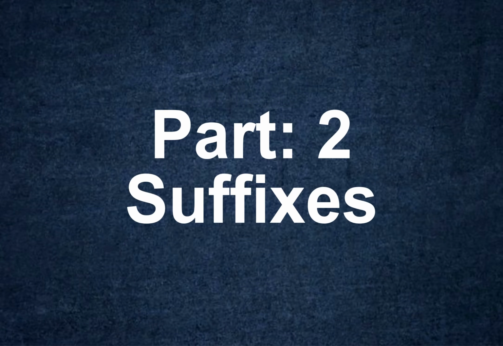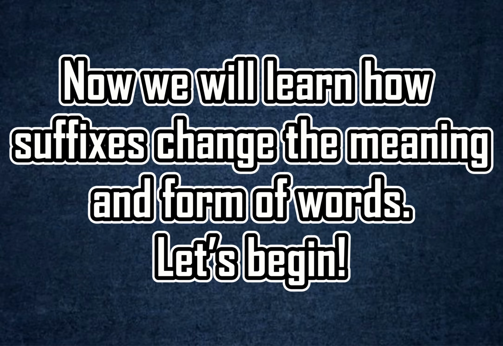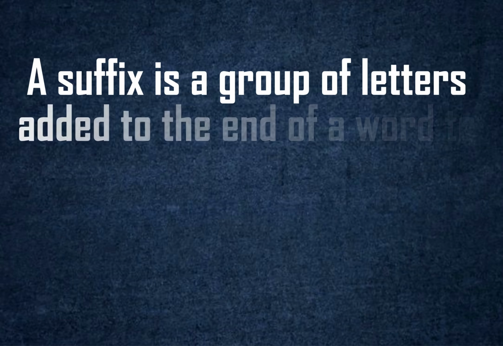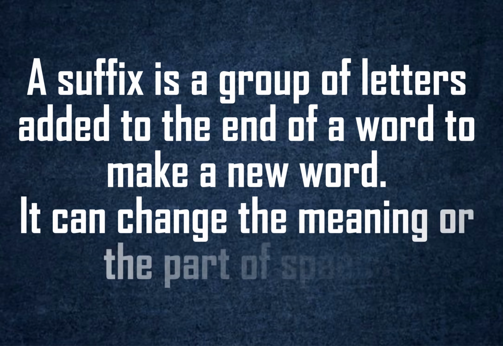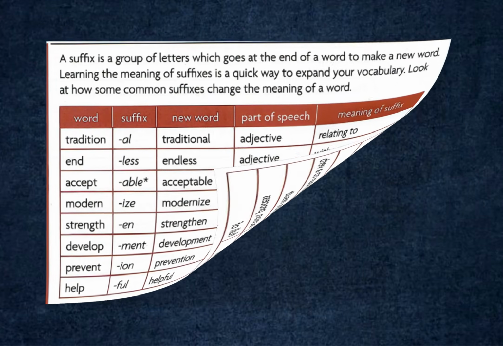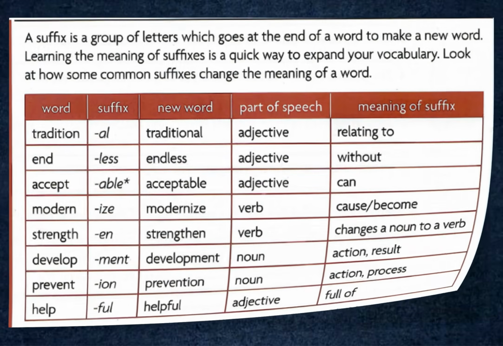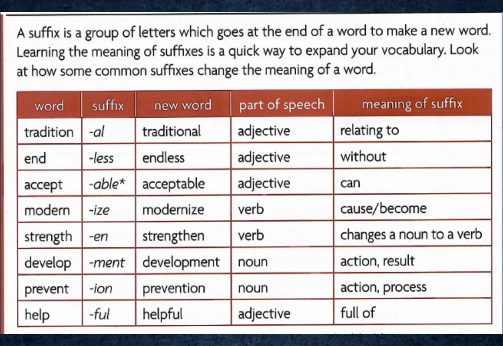Part 2. Suffixes. Now we will learn how suffixes change the meaning and form of words. Let's begin. A suffix is a group of letters added to the end of a word to make a new word. It can change the meaning or the part of speech. We will see a table full of examples from the book to understand how suffixes work and help us to form different words. You should pause the video and have a look. Try to familiarize yourself with the examples.